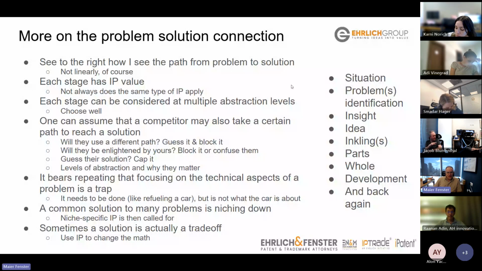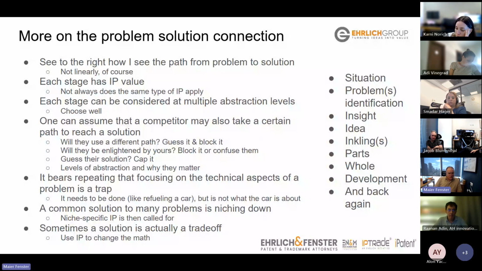And what's interesting, I believe, is that you can usually assume that your competitor will also take a certain path, maybe not exactly this one, maybe not exactly the one you will take to reach a solution. To the extent that you can guess what path they're going to take, you can block it. To the extent that they might get enlightenment by looking at what you did, you should block it or confuse them so they don't know what you did. If you know what the end solution is going to look like, well, obviously we're going to file IP on that.